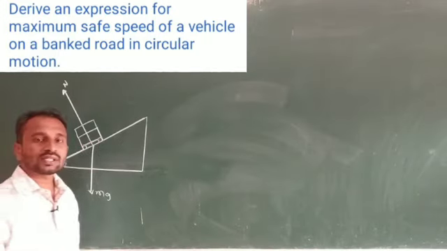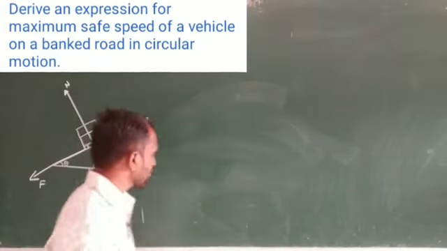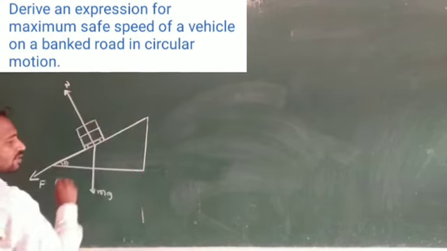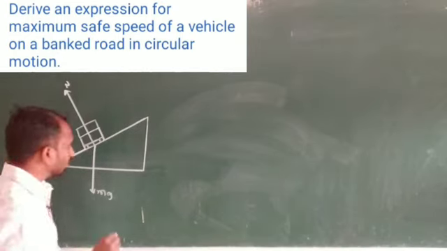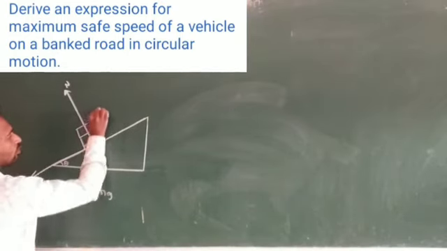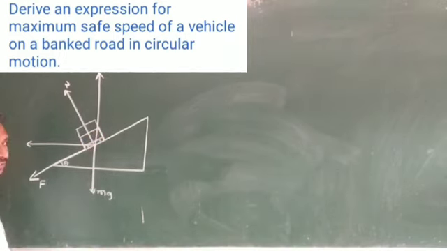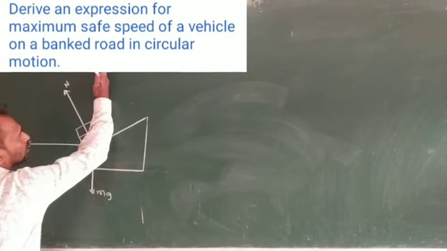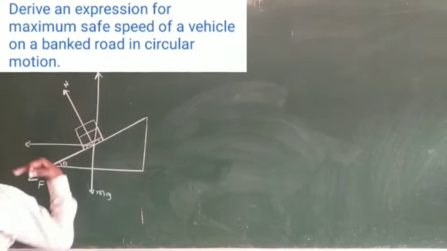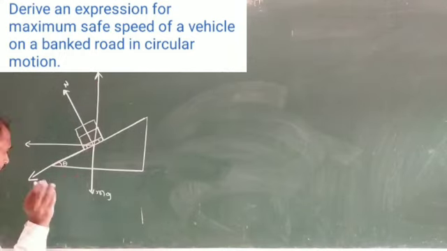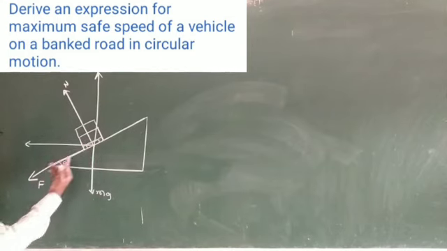It means we consider two rectangular components. First, to calculate this normal reaction, we require two rectangular components: one along the y-axis and the other along the x-axis. Here mg is the weight of the body, and F is the frictional force.